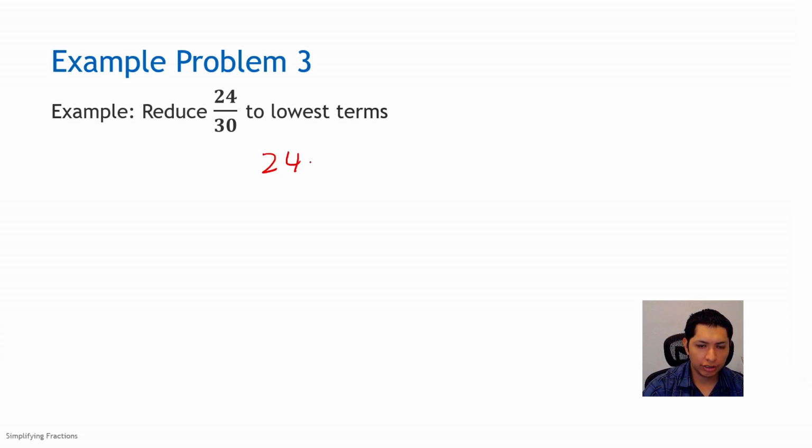And I know that I can divide both of these numbers by 2 and get an answer that does not have remainders. And 24 divided by 2 is 12, and 30 divided by 2 is 15. And I ask myself, is this the lowest term? The way to check that is if there is no other number that I can divide both of these by and still get an answer with no remainders, then I know it's lowest terms.